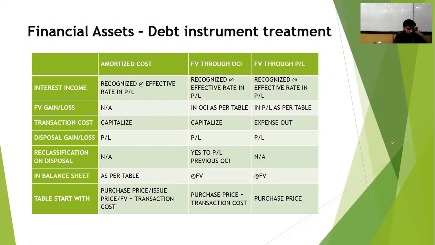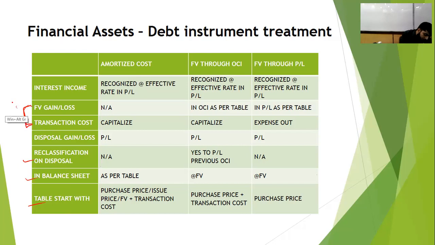We have already seen the summary for the financial asset equity instrument, and now we have a summary of the financial asset debt instrument. What is the summary behind it? Any amount of interest income will be recognized in P&L. At the very beginning stage, we will be focusing on these two areas. What are the others, like interest income, disposal gain or loss, reclassification, balance sheet? I will tell you later on. But first of all, we need to memorize at least 3 points.